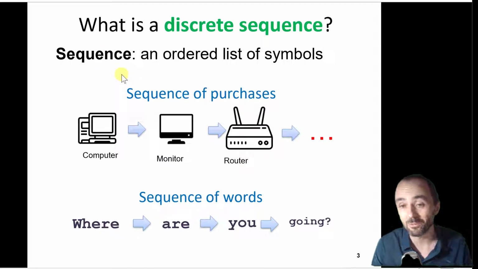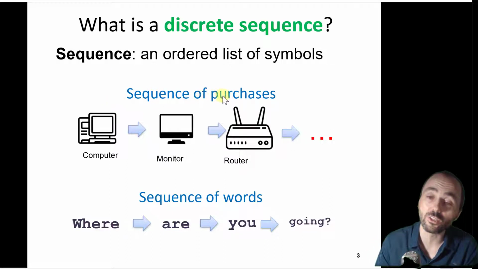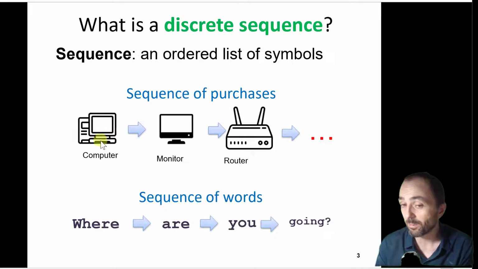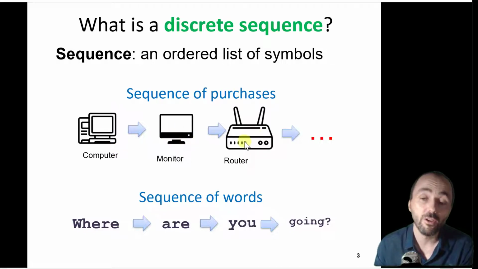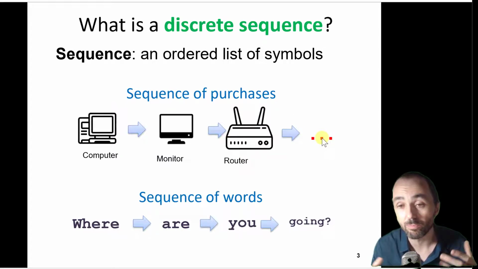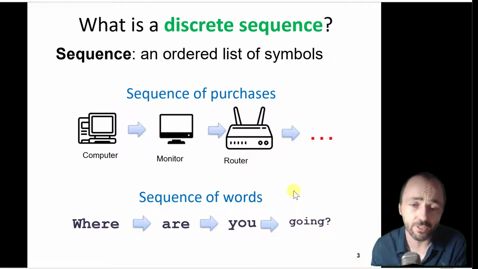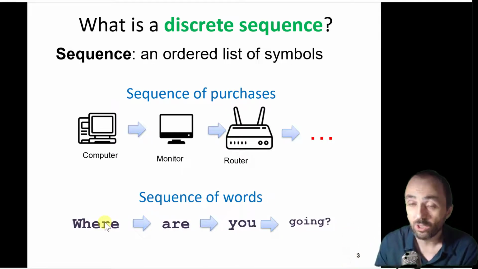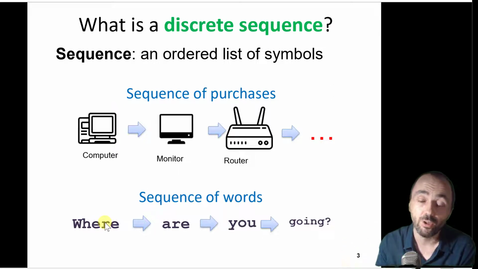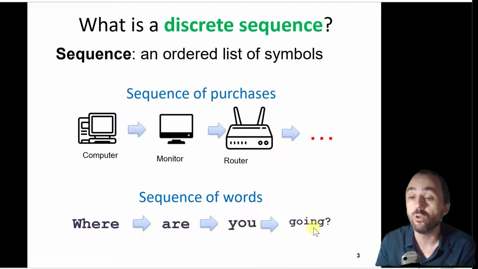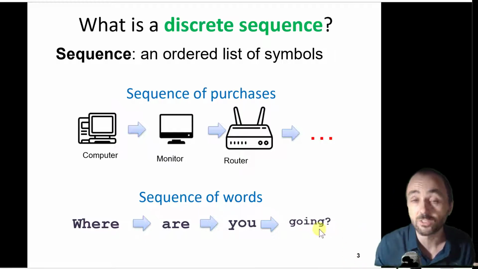Let me show you some examples. Here I have a sequence of items that have been bought by a customer. For example, someone buys a computer, then buys a monitor, and then buys a router, and so on. So this is a sequence of items that some people have bought in a store. Another example is a sequence of words. If you read a book, the words follow some order that makes sentences. For example, "where" followed by "are you going?" Where are you going? It is a sentence, but you can also think about this as a sequence.